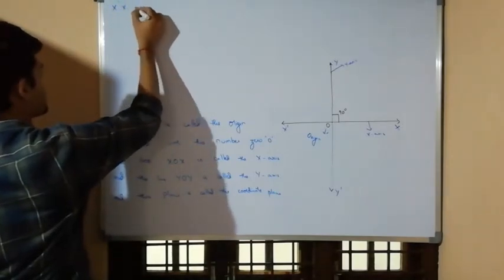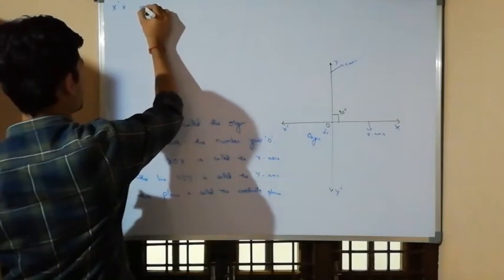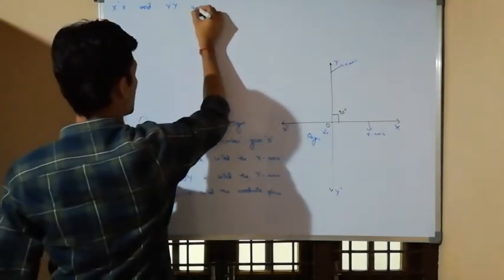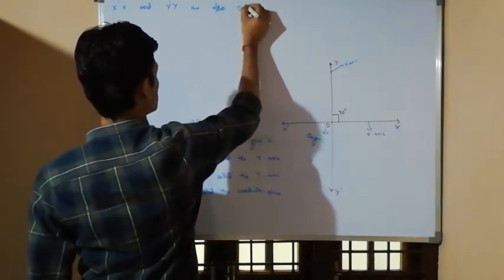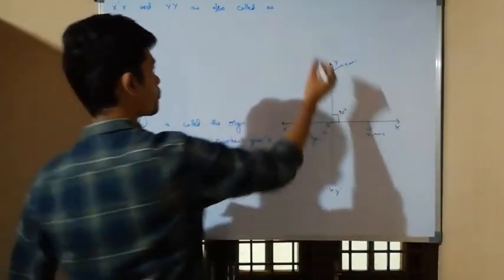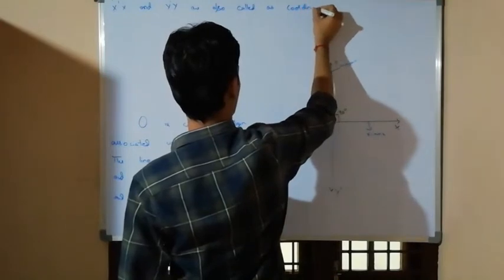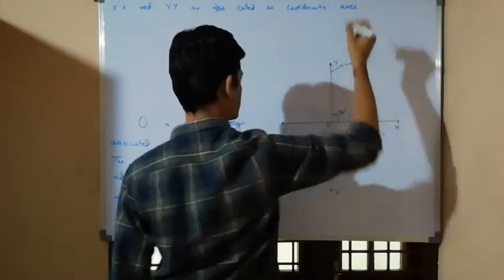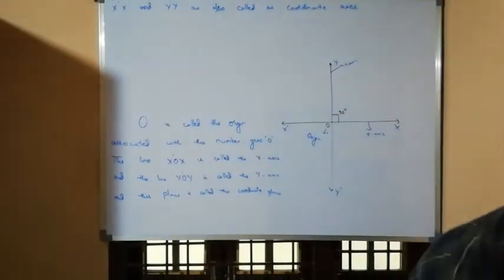X dash x and y dash y are also called the coordinate axis.